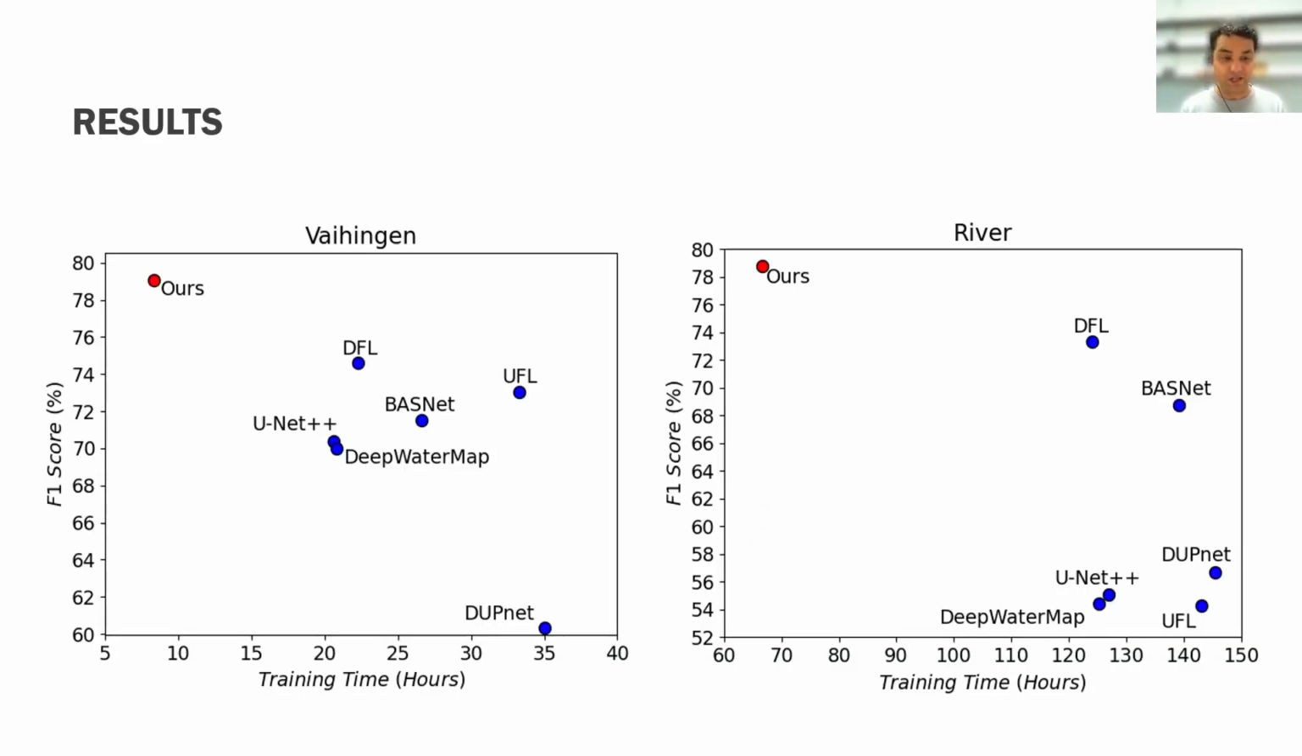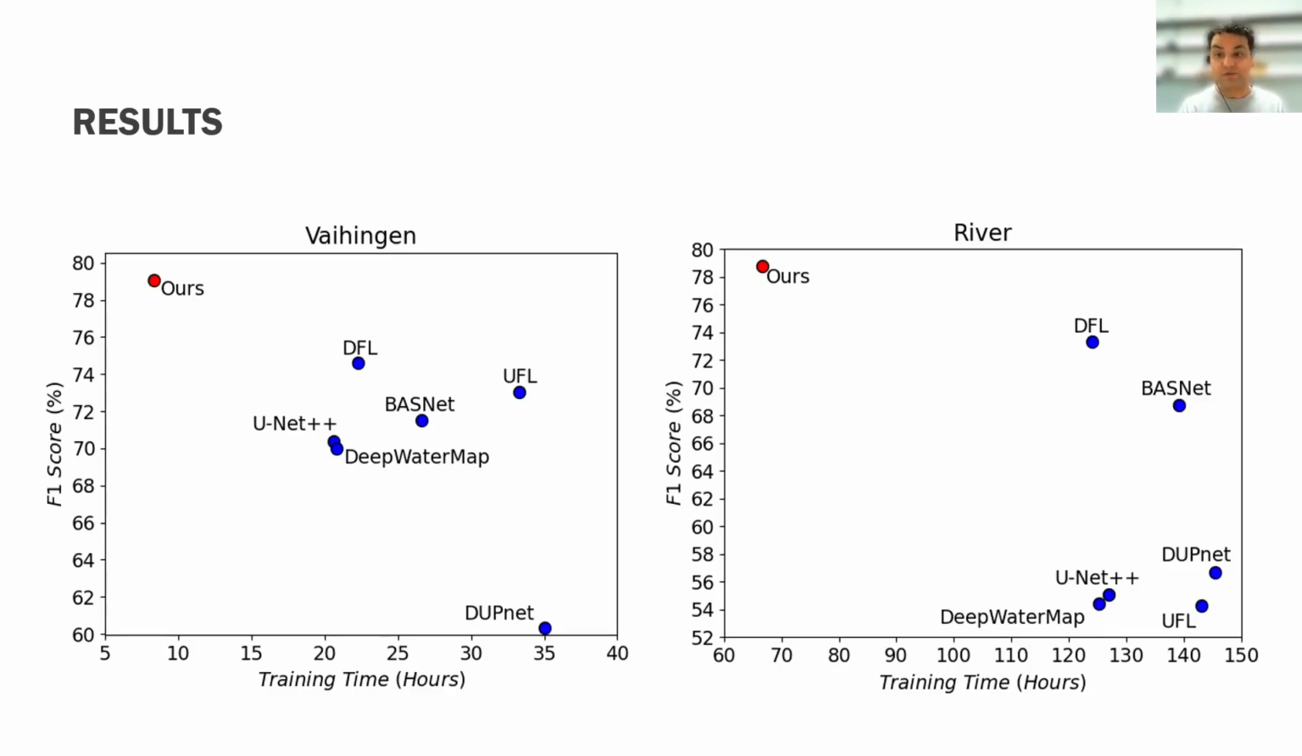So the y-axis here is the F1 score, while the x-axis is the training time in hours. And as we can see here, our method outperformed all the baselines, producing a better result in terms of F1 score, but taking less training time. So for example, for the wagon dataset, our approach produced 79% of F1 score, while taking only 8 hours to train, while most of the baselines got around 75% of F1 score, but taking 20 hours to train.